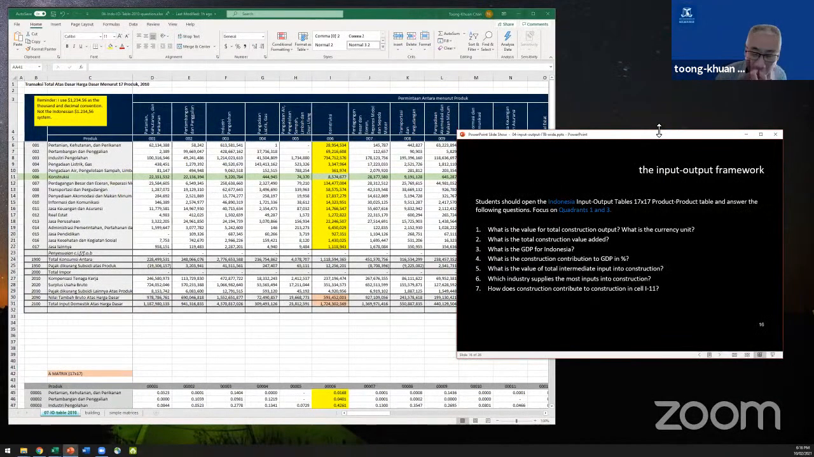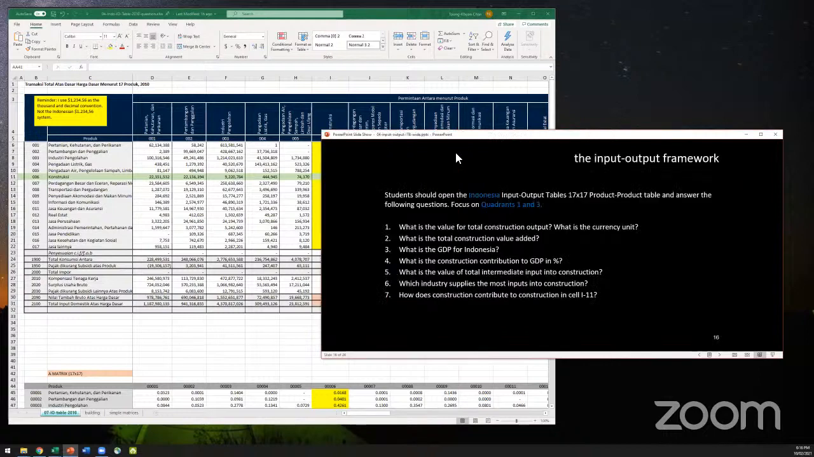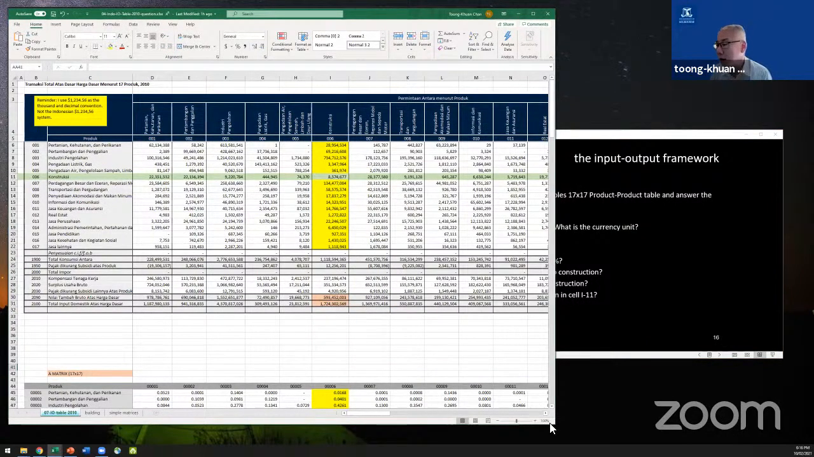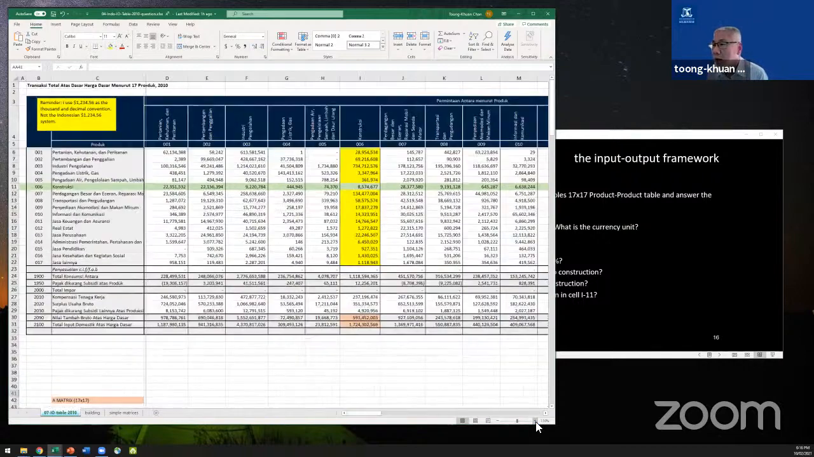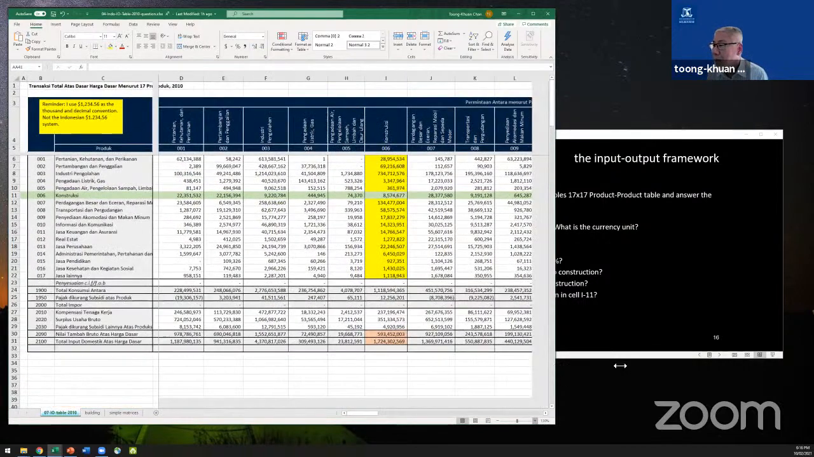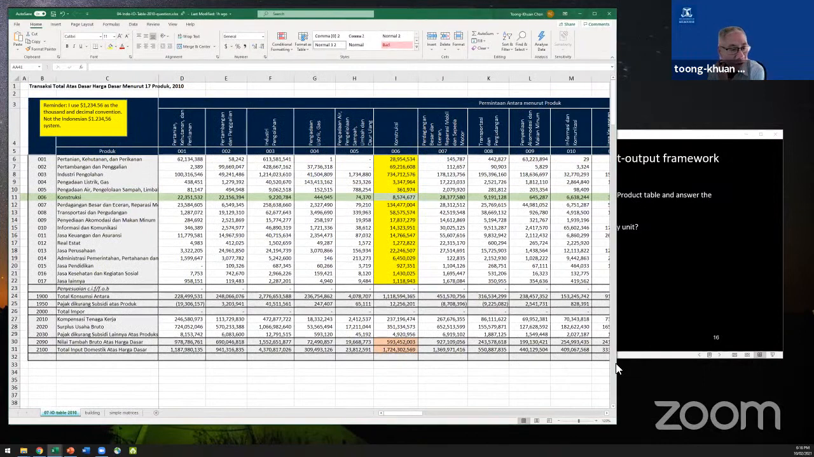Okay. Let's read out the question 1. What is the value for total construction output? Okay, value of total construction output for year 2010. All right, so this is the Indonesia one. What is the value of total construction output? Where do you find this information?